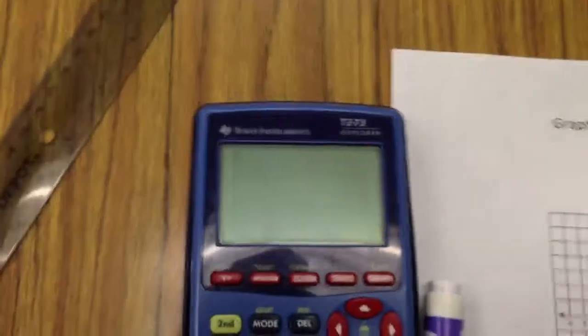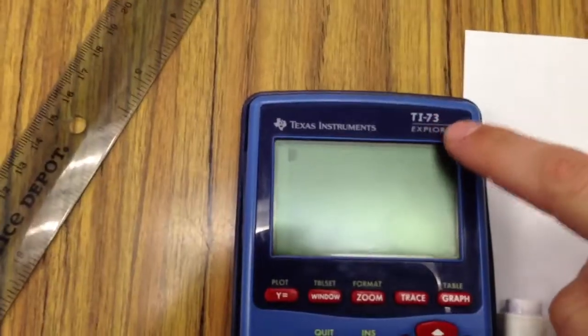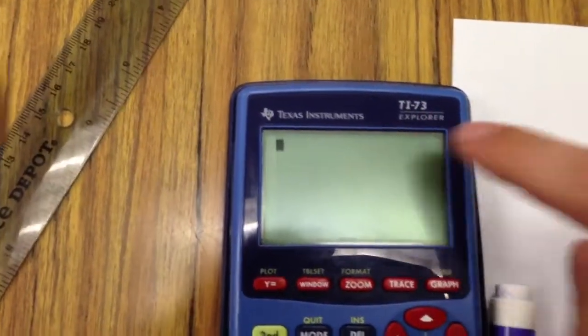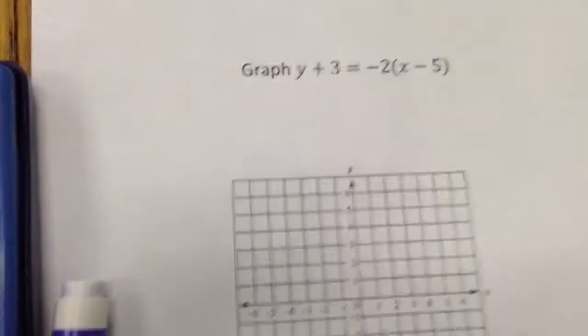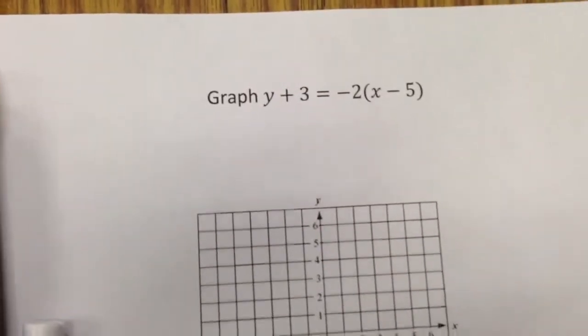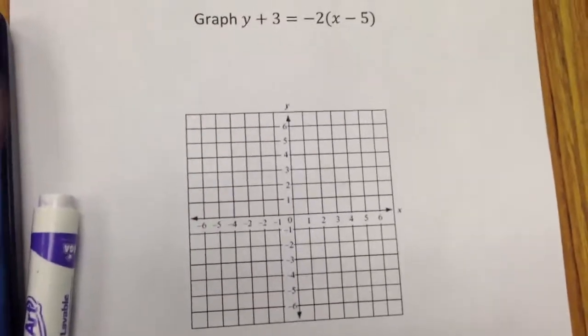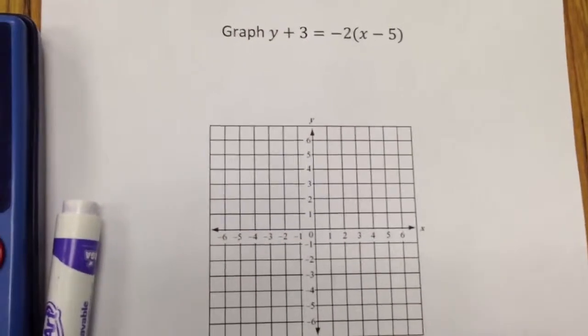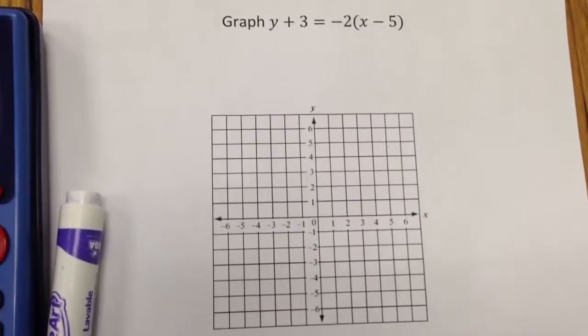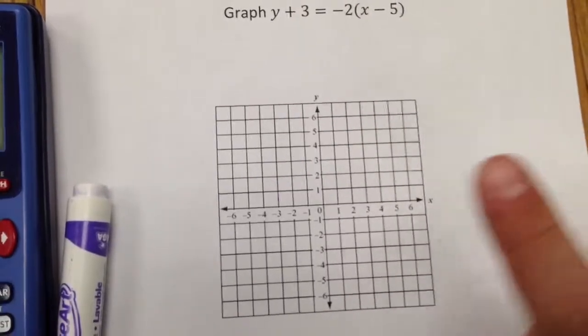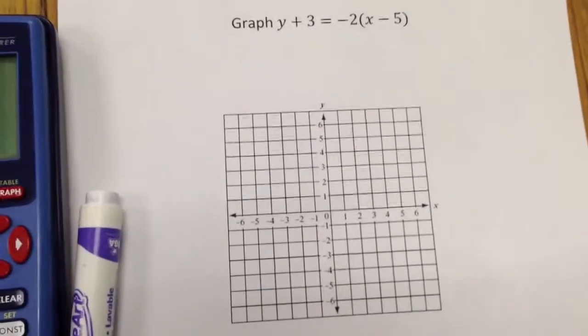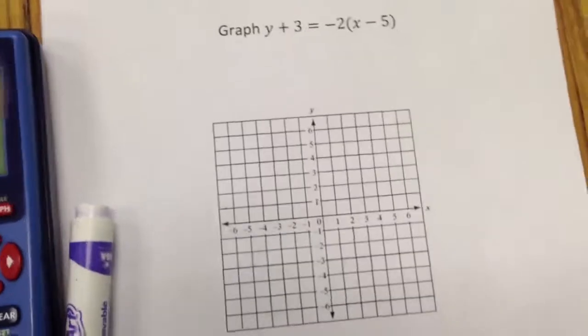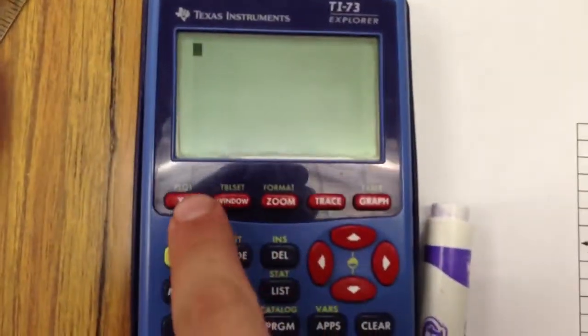We have ourselves our TI-73 calculator. It looks like we have ourselves a problem. It says graph y plus 3 equals negative 2 times quantity x minus 5. Well, y'all, I'm going to show you how to do this in your calculator, save you a little bit of time. First things first, whenever you want to graph, go to your calculator and hit the y equals button right there.